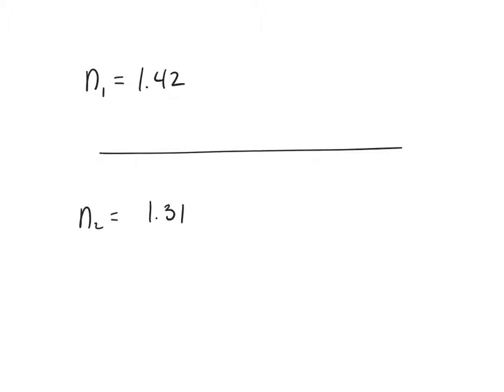Let's take a look at this one. Number 78. All right, I'm going to read it. I'm not going to write the whole problem out. It says, what is the critical angle for total internal reflection for a boundary between a substance 1 with an n value of 1.42, I'm going to draw it, and another substance, N2, with an n value of 1.31. Now, it says, in which substance does the total internal reflection occur?